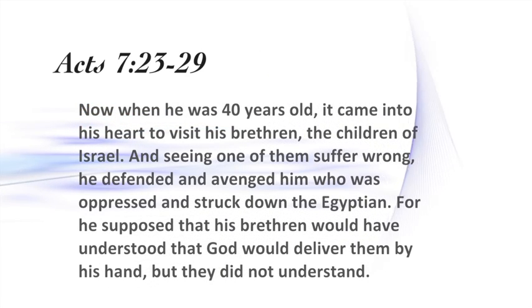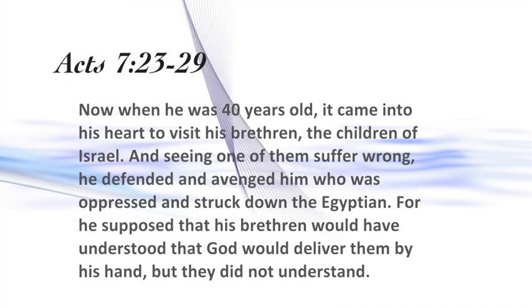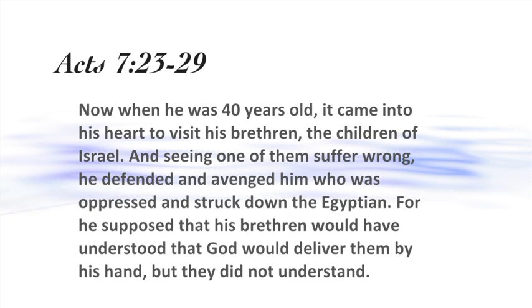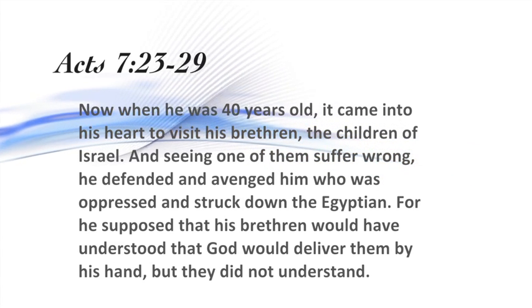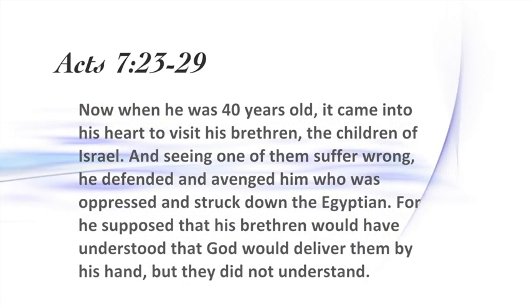We read the New Testament interpretation of this in Acts 7:23-29. It says, "Now, when he was 40 years old, it came into his heart to visit his brethren, the children of Israel. And seeing one of them suffer wrong, he defended and avenged him who was oppressed, and struck down the Egyptian. For he supposed that his brethren would have understood that God would deliver them by his hand, but they did not understand.